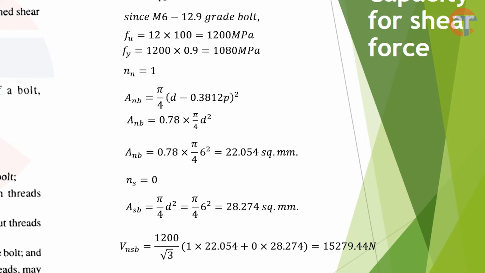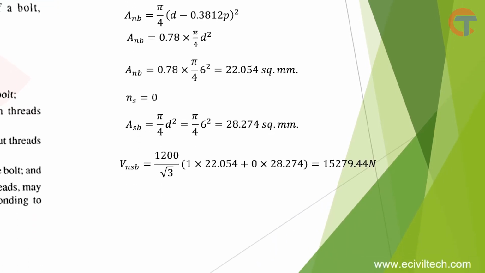Put all these values to get the value of VNSB. VNSB is equal to 1200 divided by square root of 3 in bracket 1 into 22.054. This 22.054 is net area plus 0 into 28.274 in bracket close is equal to 15279.44 Newton. We got the value of nominal shear capacity of the bolt.